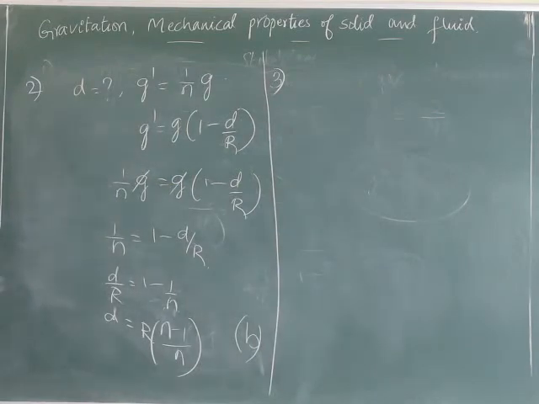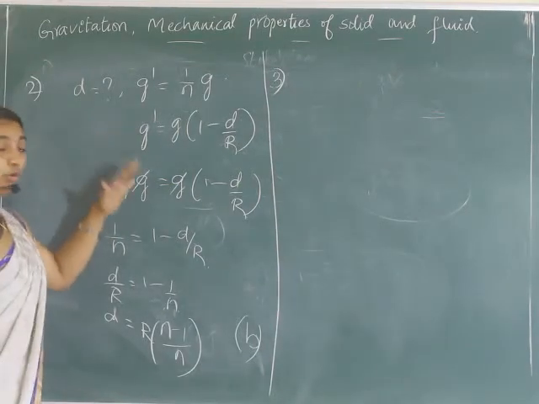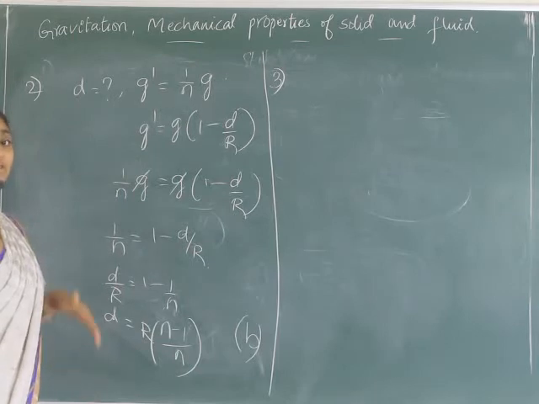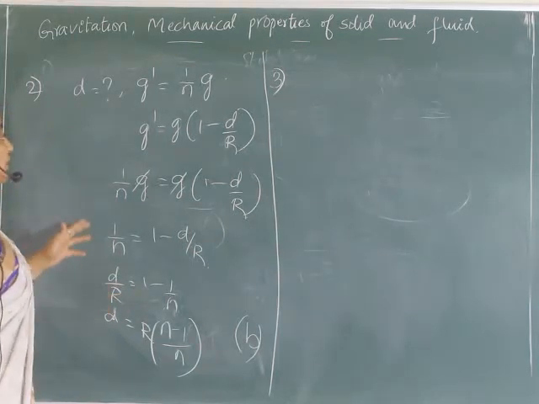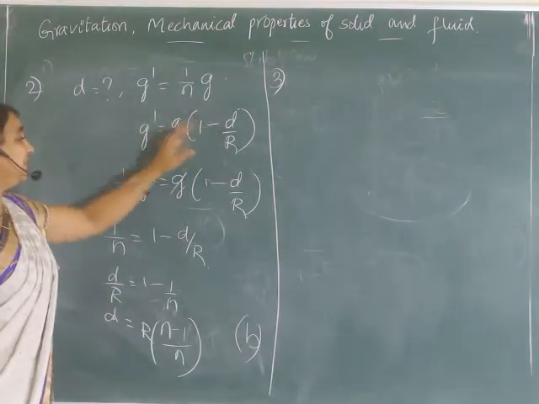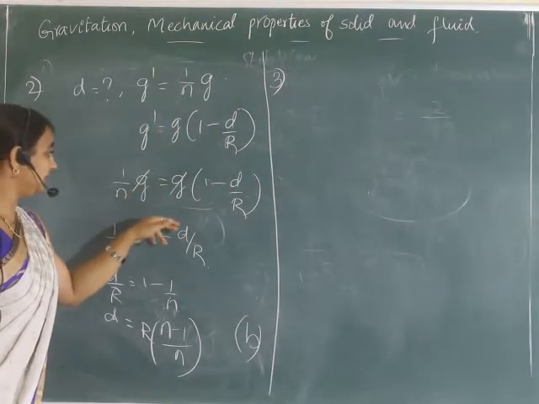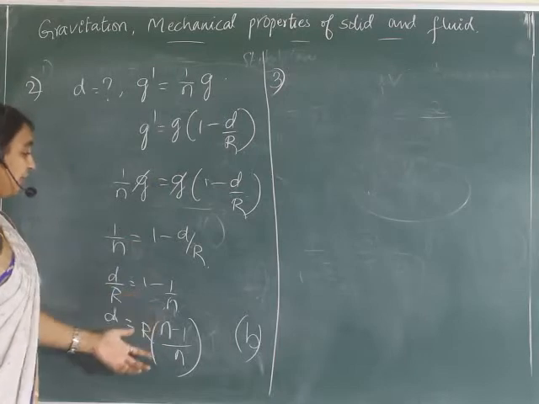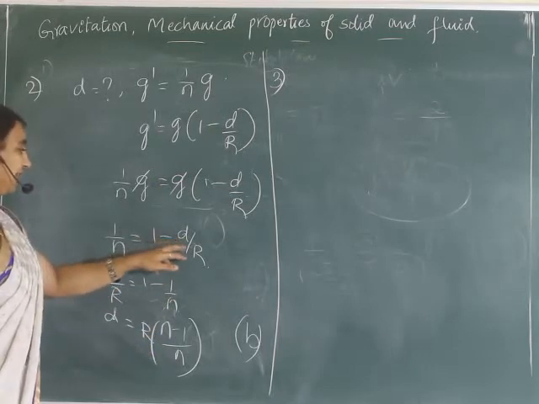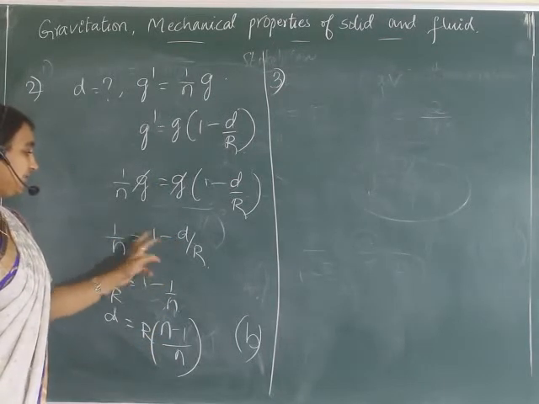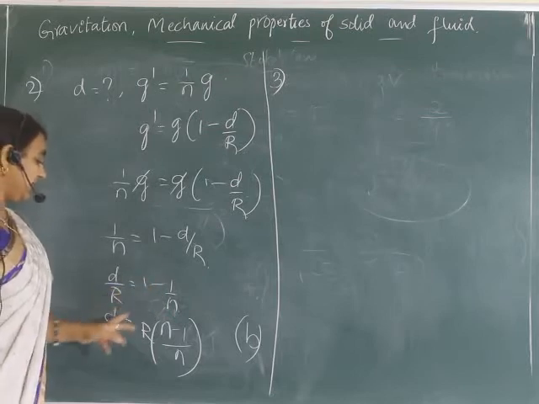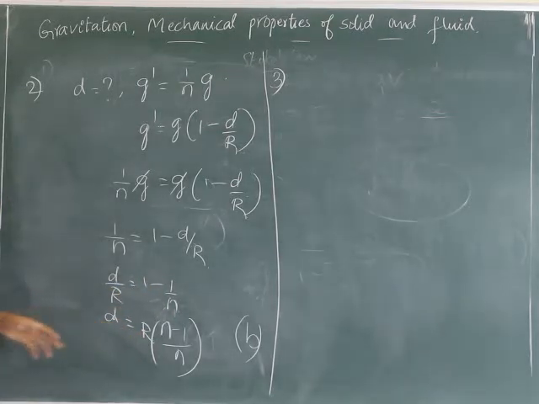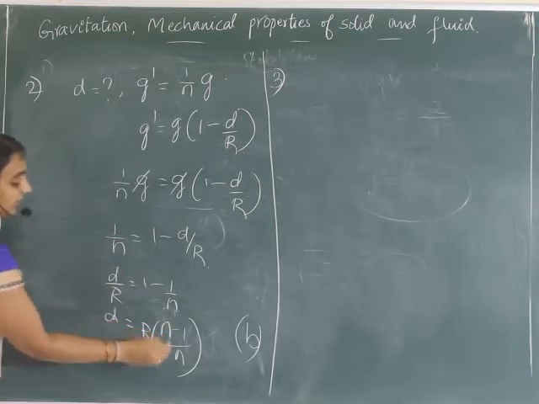Next, third one. While solving, please don't write all the steps and resolve it, because it is a waste of time. What you have to do is substitute, and there only you cancel whatever you can cancel. Then these steps you can directly go through. You can write d by r is equal to 1 minus 1 by n. So d is equal to r into n minus 1 by n directly.